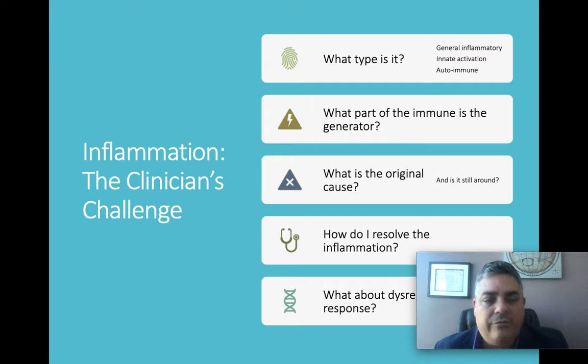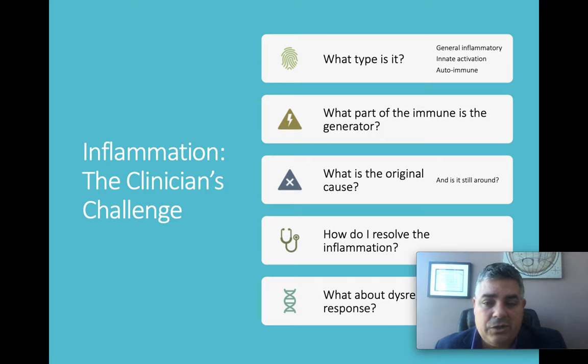Now, inflammation, the clinician's challenge. When I have a patient who has a disordered immune system, I first ask the question, well, what type is it? Is it a general inflammatory response that's typically linked to cardiometabolic disease, usually because of diet and obesity? Is it due to innate immune activation, meaning a biotoxin patient, or more colloquially a CIRS patient, meaning chronic inflammatory response syndrome? Or is it autoimmune? Is it loss of tolerance? And am I dealing more on the T and B cell side? I also think about what part of the immune system is the generator. So where am I? Am I in the innate immune system? Am I in the adaptive immune system, or both?